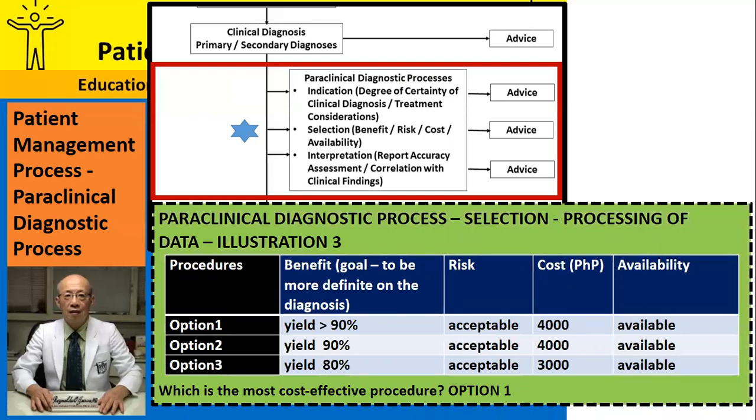Yield more than 90% for option 1, 90% for option 2, 80% for option 3. Acceptable risk for all 3, 4,000 for option 1 and 2, and then for option 3, 3,000. All are available. Which is the most cost-effective procedure? Highest yield is option 1, and its cost 4,000 is the same as option 2. So option 1 is the best answer here.